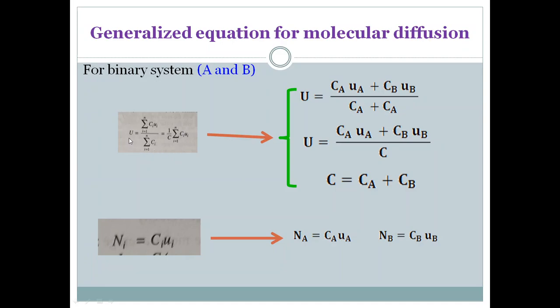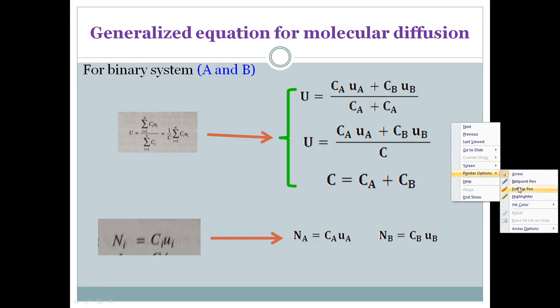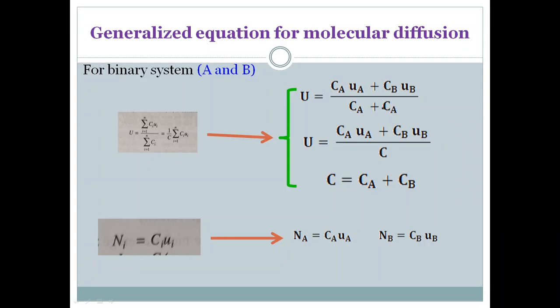So the molar average velocity U, for this binary system, U will be summation of Ci ui, in this case over A and B, CA uA plus CB uB, by summation of Ci, that is CA plus CB. Sorry, this will be CB.